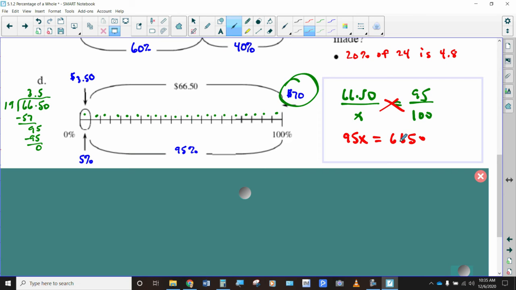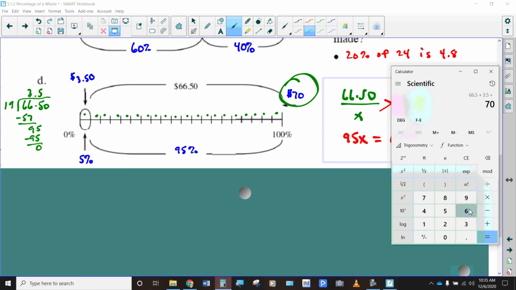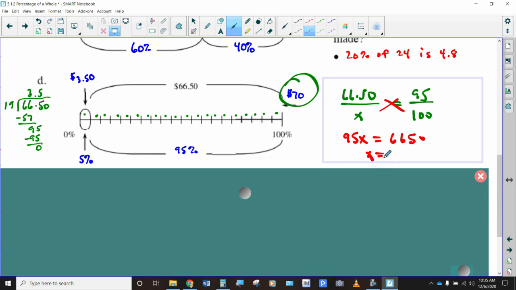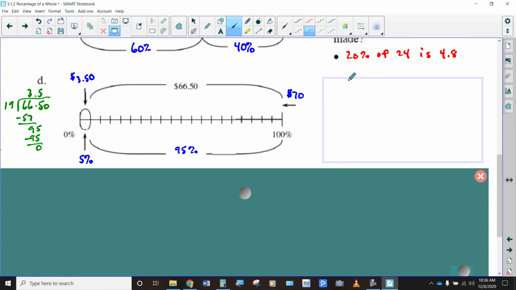So now when I take 6,650 and divide it by 95, I should get the total. 6,650 divided by 95 is going to be 70. So that means that X, our total, has to be 70. Sorry about that little tail there. I can't fix it. That's fine. So basically, you can use different strategies, and if you like the percent proportion, eventually just go ahead and do that. But for this exercise, let's continue with this process here.